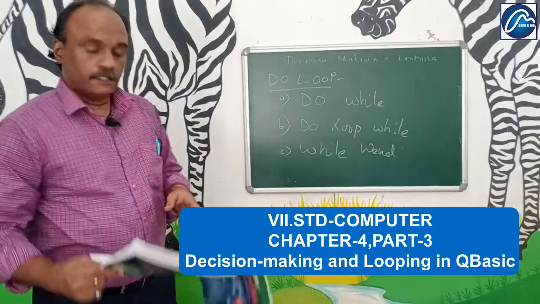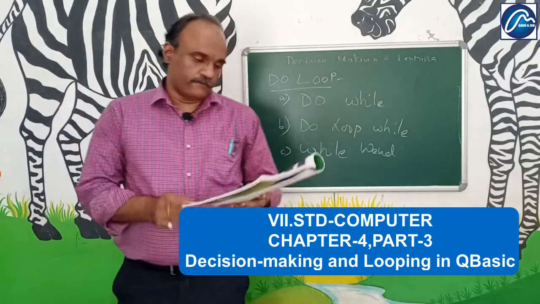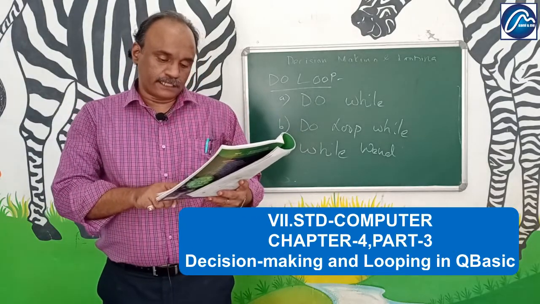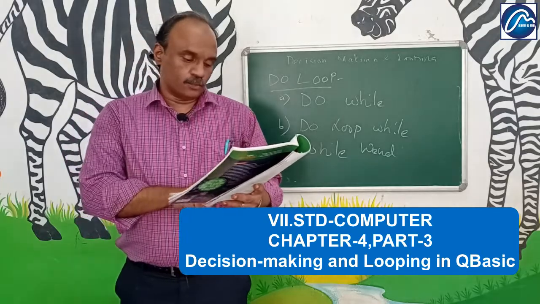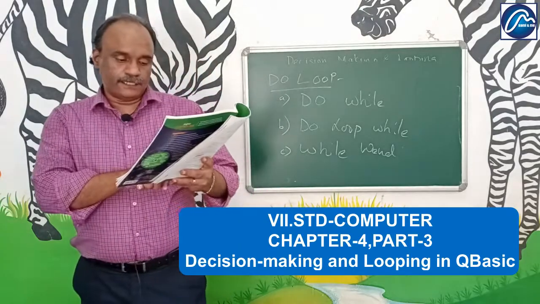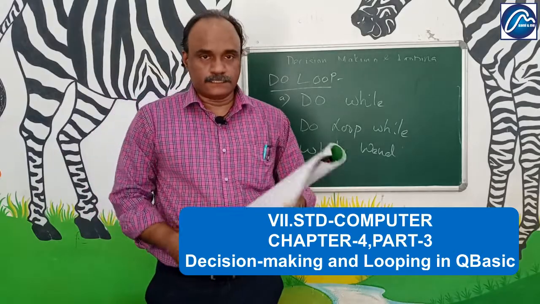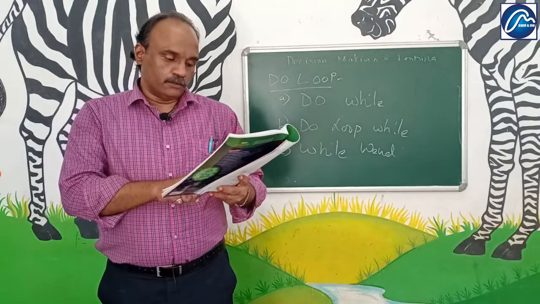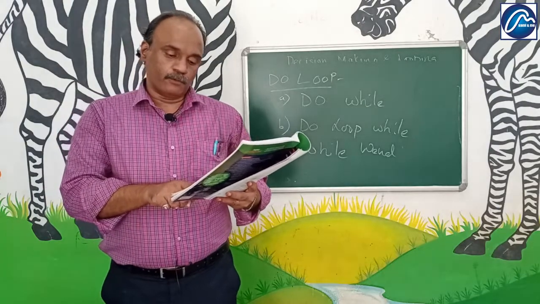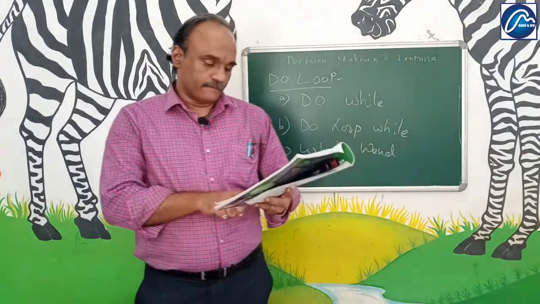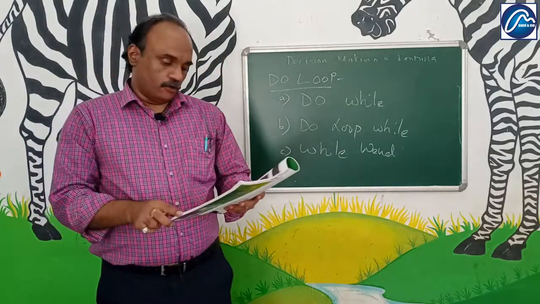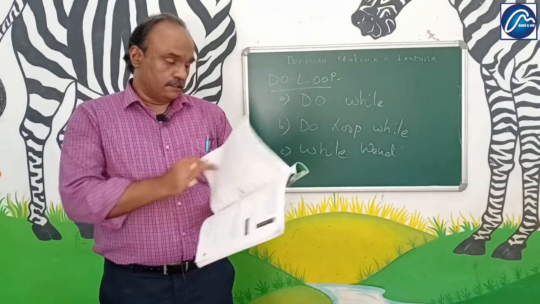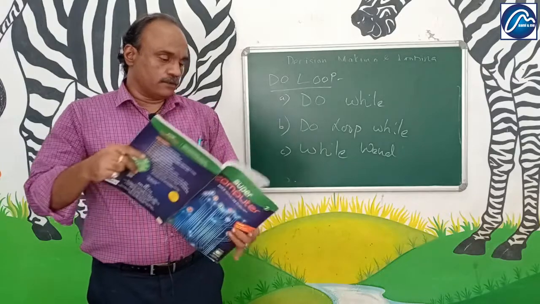See, in your book the definition which is given is: the do loop repeats the statements depending upon the condition placed either after do, into bracket at the entry, or after loop at the exit. What does it mean? I repeat once again. The do loop repeats the statements depending upon the condition placed either after do, that is at the entry, or after loop at the exit. So this is about the do.